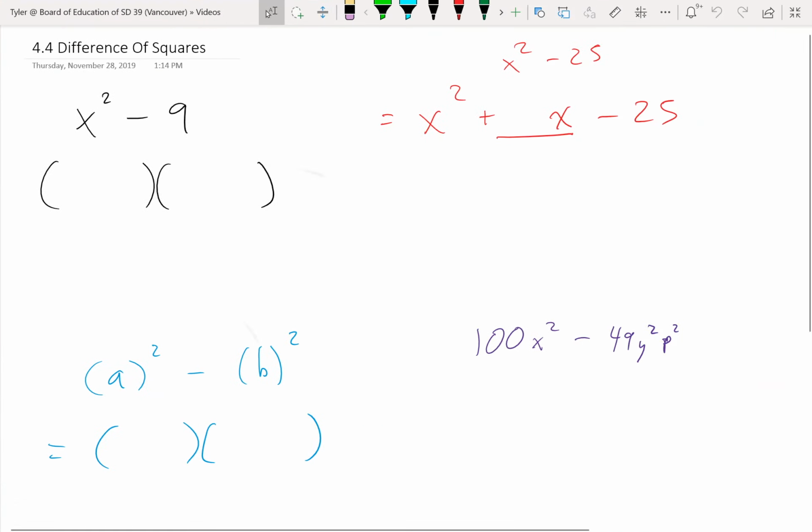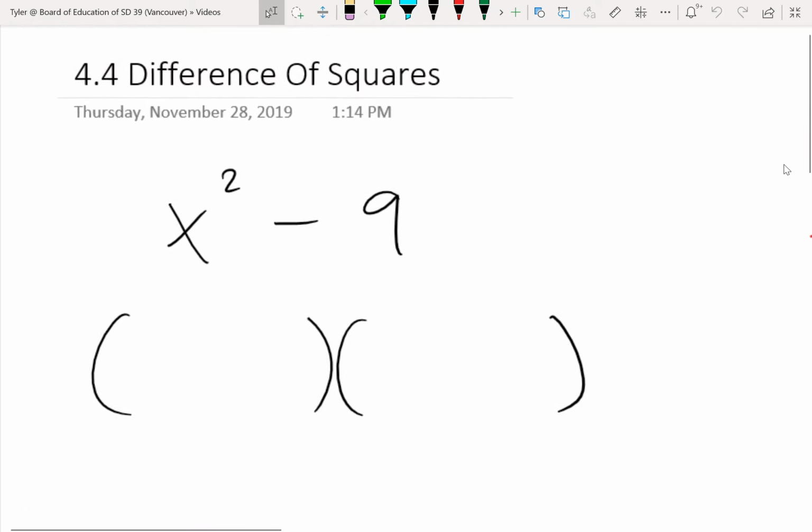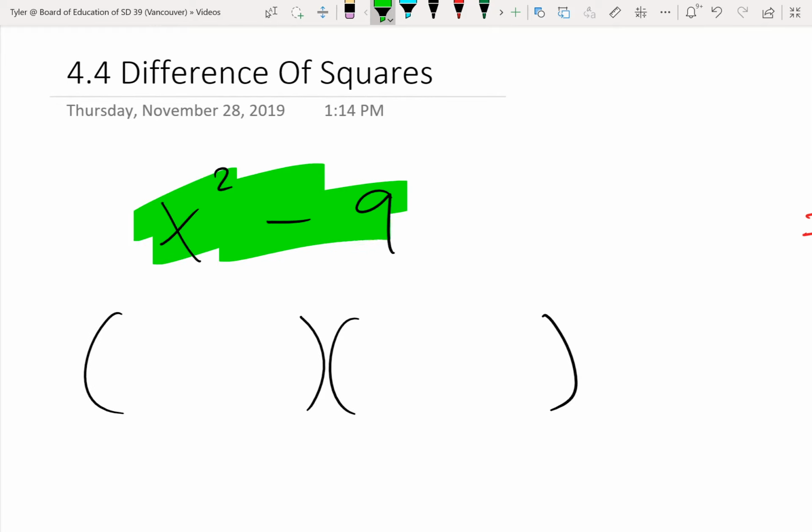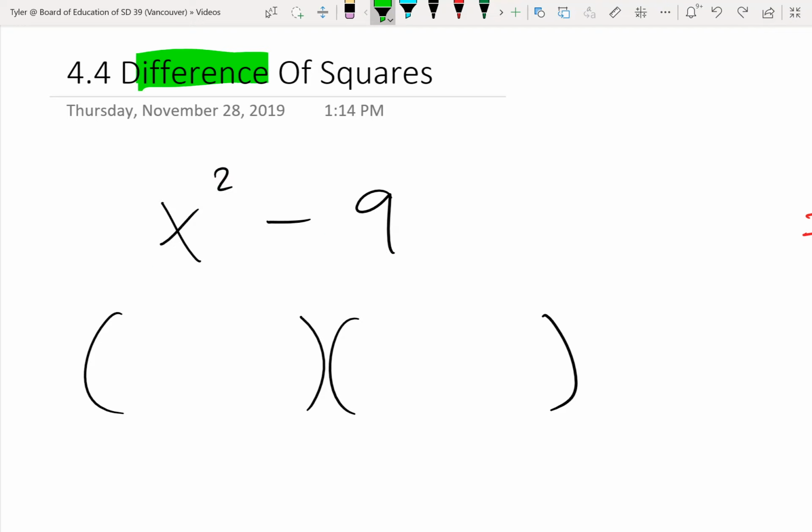Right, so we're going to talk about difference of squares, which is the last type of factoring we need to talk about. We did common factoring, we did trinomials, now we're doing difference of squares. What you'll notice about difference of squares is this type of factoring is only for binomials, two terms. There also has to be subtraction. That's why it's called difference.